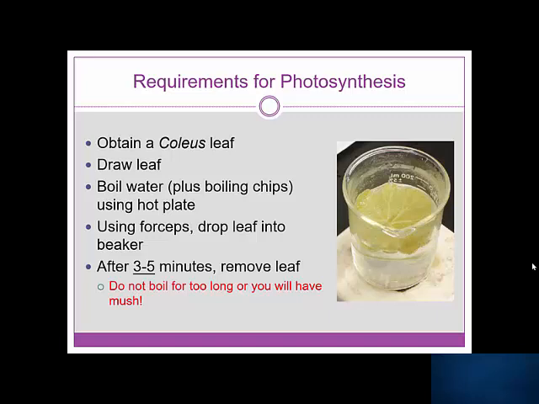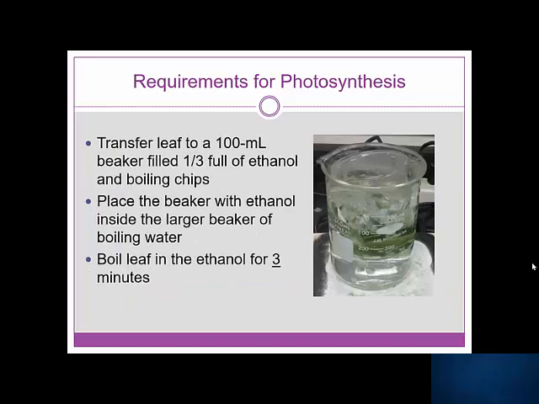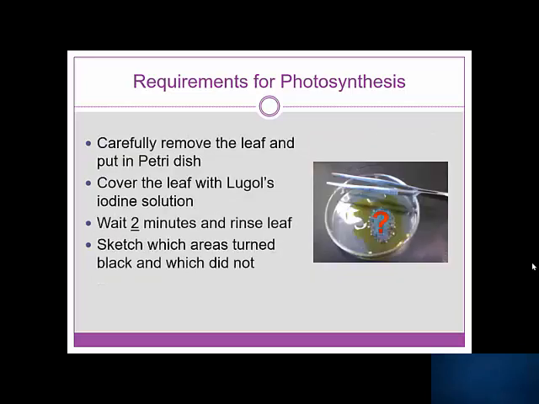The first step is to drop the leaf into a beaker of boiling water for 3 to 5 minutes. This process ruptures the plant cell walls and disrupts the membranes within the plant cell. Next, we place the boiled leaf into a smaller beaker containing about 30 milliliters of ethanol. This smaller beaker is then placed back into the larger beaker of boiling water. The leaf is now boiled in the ethanol for 3 minutes. During this process, the chlorophyll is extracted from the leaf. Once complete, the leaf will be virtually colorless.